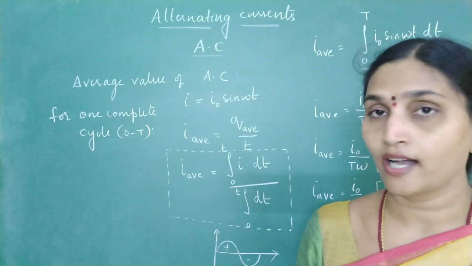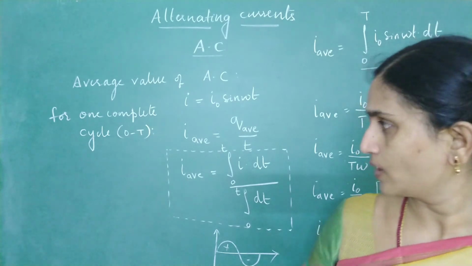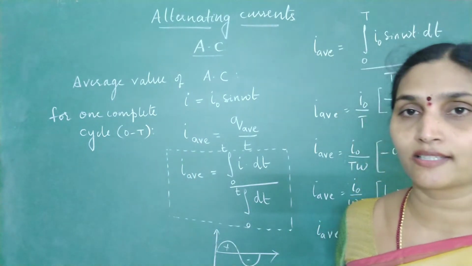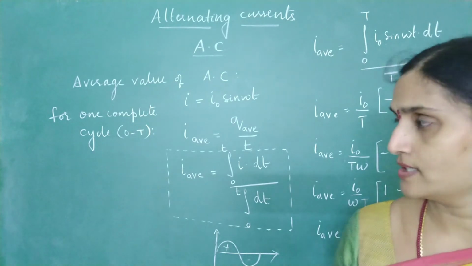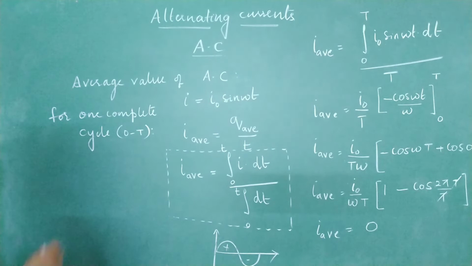So that's why generally they ask you to calculate the average value for half cycle. For one complete cycle, anyway, you can prove that it is equal to 0. So let us see what your answer would be for half cycle. What do you mean by half cycle?